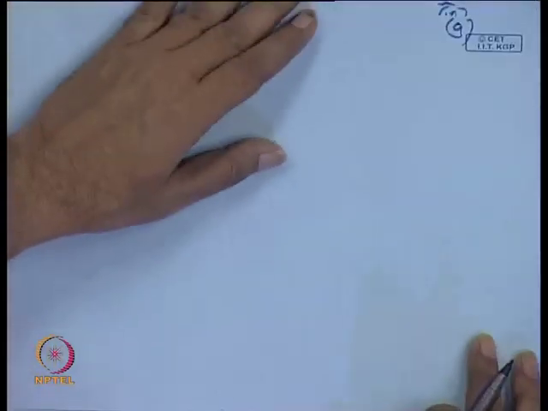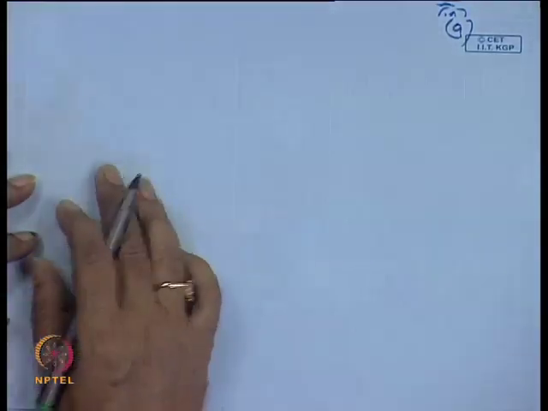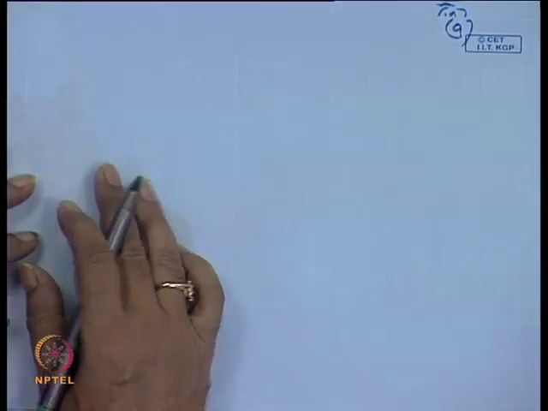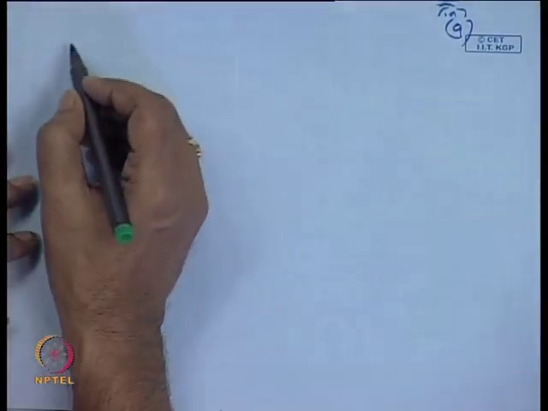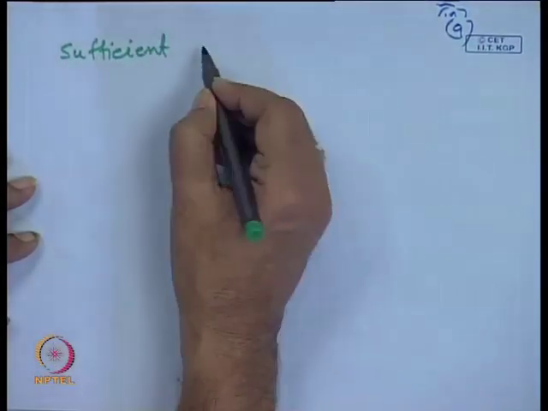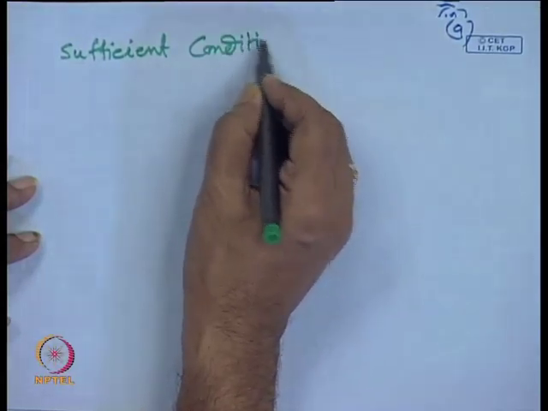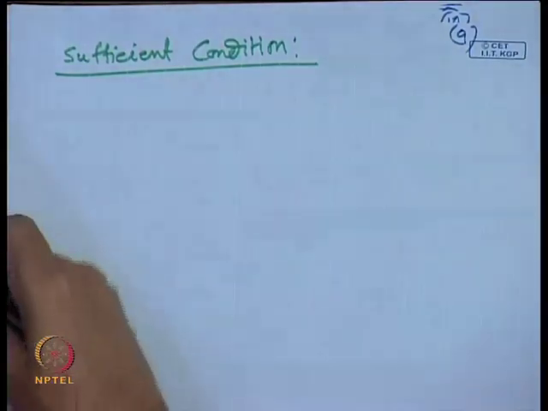Next question is, we will take a simple example, but before that, after solving this, what is the guarantee that the objective function or performance index will give you the minimum value of the functional or the maximum value of the functional? That is called the sufficiency condition, the sufficient condition.